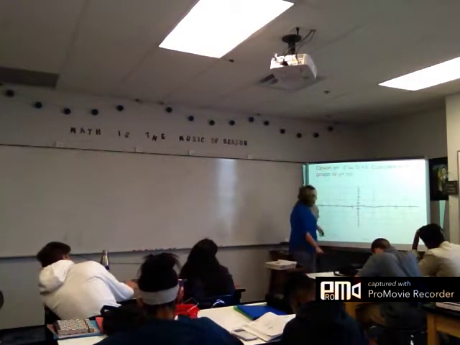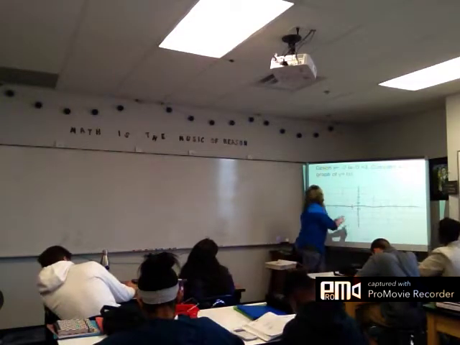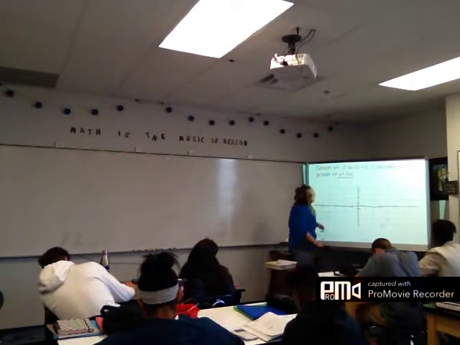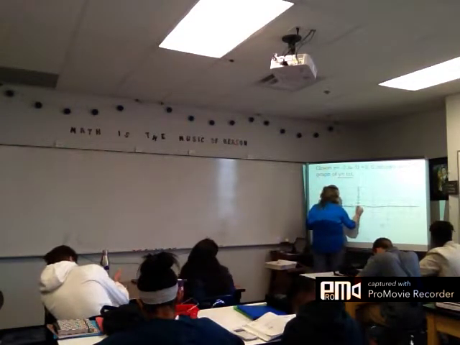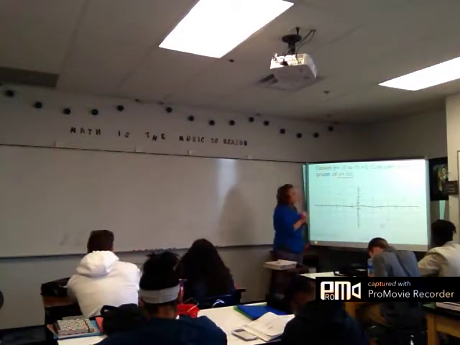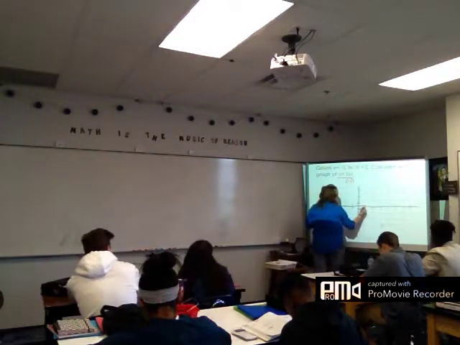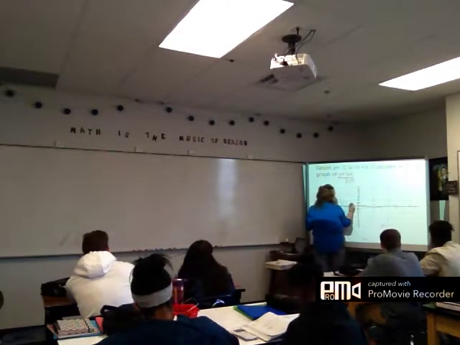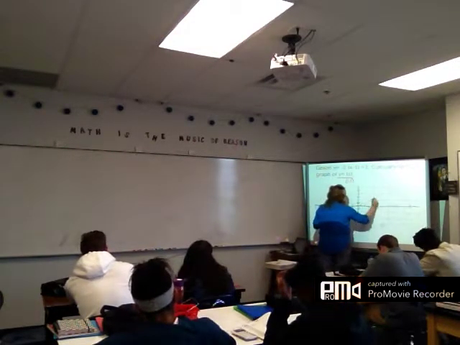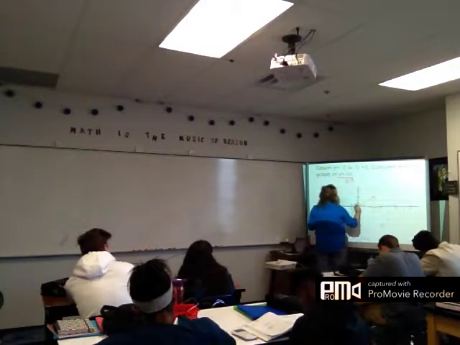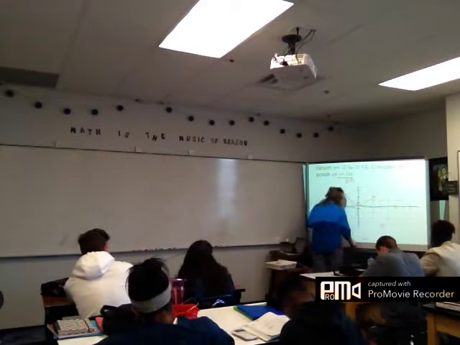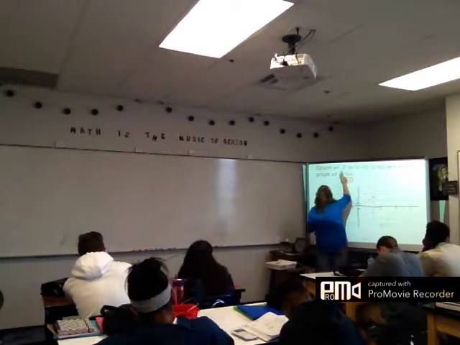So where does my parent graph start? We're going to do it in red. It starts at 0, 0, which is my vertex. Then what happens? Plug in 1. What do you get out? 1. So I have a point at 1, 1, and I have a point at negative 1, 1. Here's my parent function.